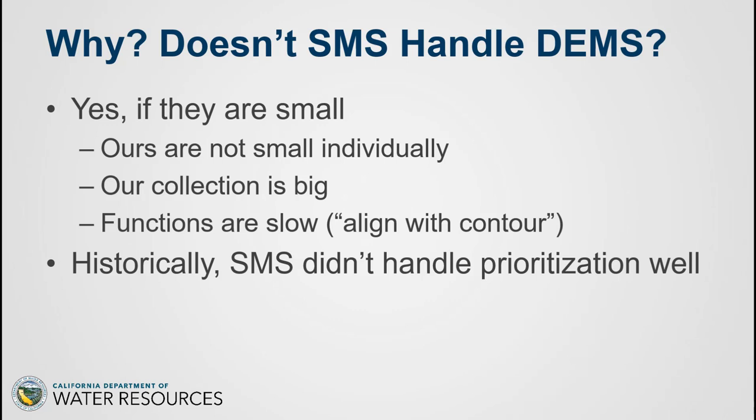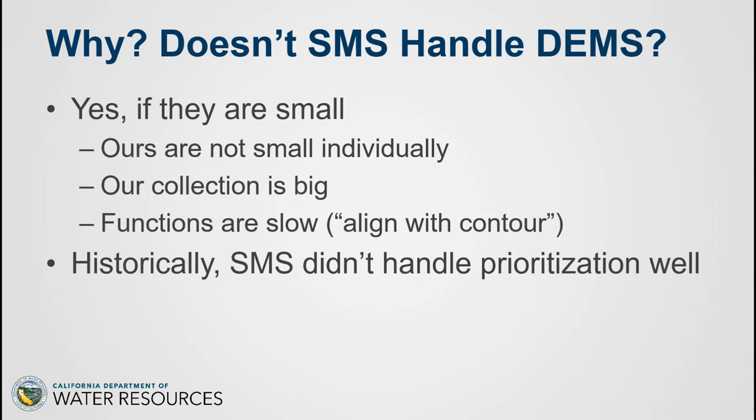One of the first questions that comes up is why subset at all? Doesn't SMS handle multiple DEMs or large DEMs? And the answer is yes, if they're reasonably small. A lot of the functions, such as aligning meshes with a contour, can bog down if the meshes that you input in the interface are too large. And our DEMs are not small either individually or as a collection.